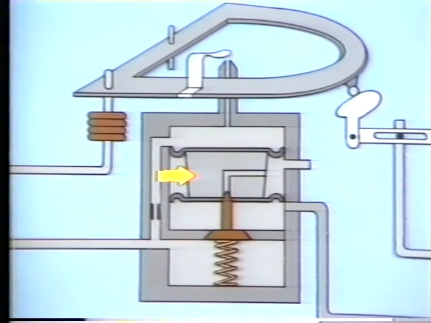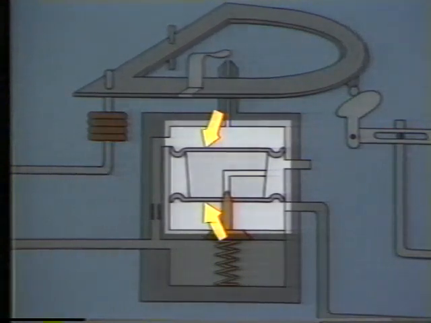At either end of this metal piece are diaphragms that divide this inner compartment of the relay into three chambers. This chamber is the nozzle back pressure chamber. This chamber directs air to and from the actuator. And this chamber vents air to atmosphere.